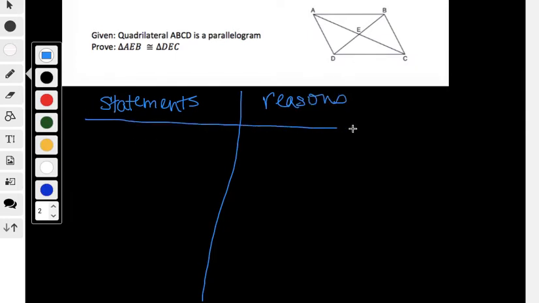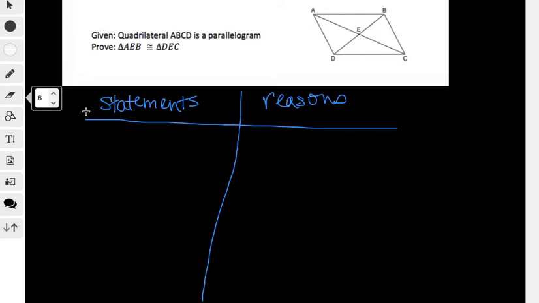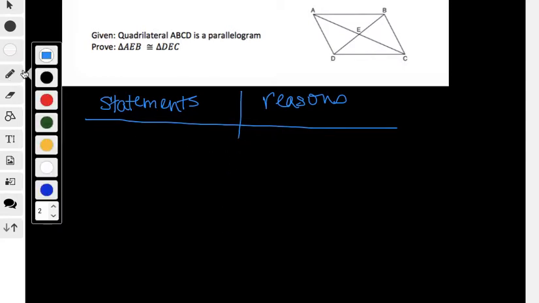Okay, let's see if I can make a straighter line. Nope, apparently not. Okay, so we've got statements and reasons here. I'm going to fix this line for y'all. It's so nice because it's going to bother me. Okay. All right, so here we go. We got statements and reasons. There we go. That's a little better.